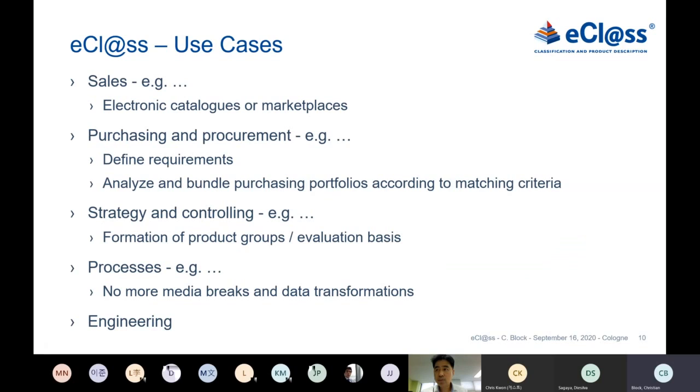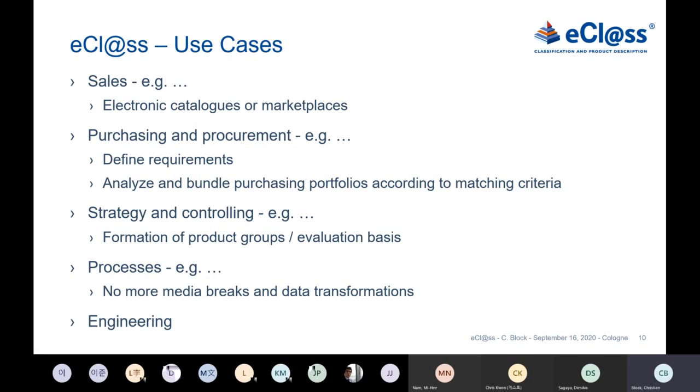So where can ECLASS be used? On the one hand side, we can use ECLASS for sales and procurement. So that is the history of ECLASS. It was founded around 20 years ago with the focus on sales and procurement, where standardized catalogs were necessary. So catalogs had to be exchanged, and the properties of the products needed to be understood from sender and receiver in the same way. So this was the starting of ECLASS, defining electronic catalogs with the common and standardized semantic.